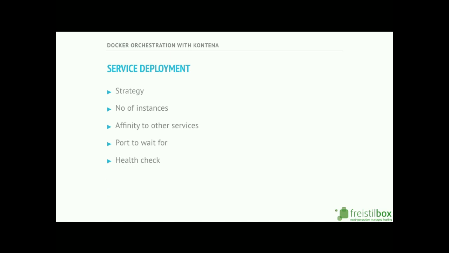You also define the deployment strategy. That can be one of three variants: HA, daemon, or random. Random simply takes the container and spins it up on a random node. The high availability setup is where you can define, okay, I'd like three instances of this container at any time. And daemon will install the container image on all nodes.